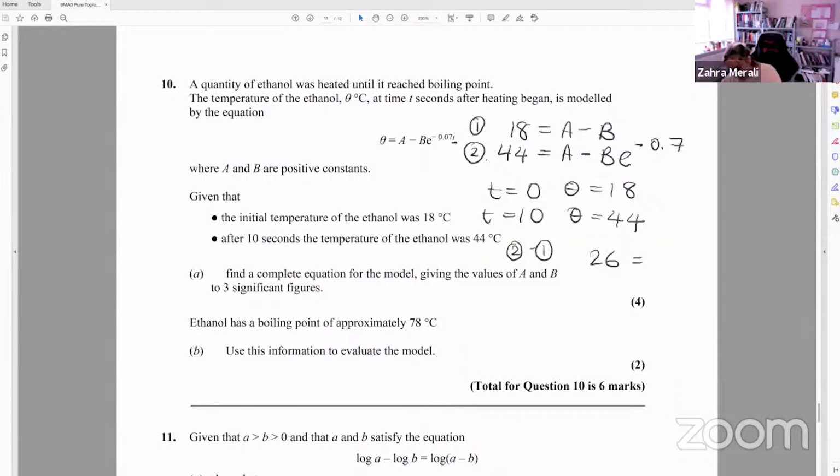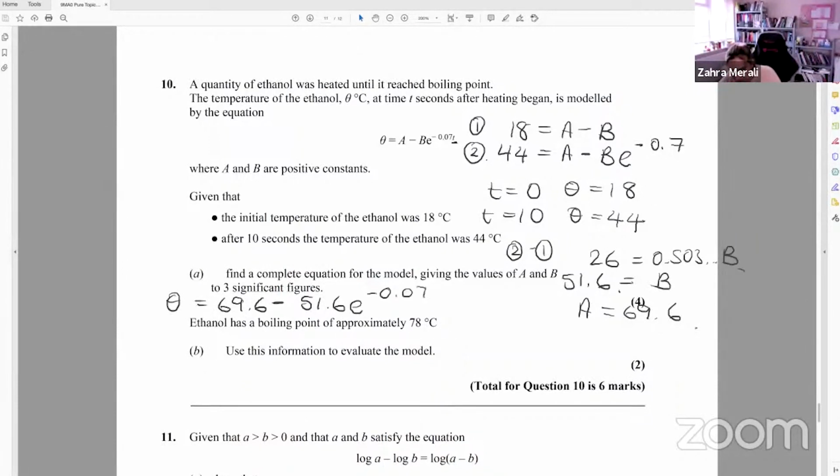So we get 26 equals 0.503b. So b equals 26 divided by 0.503, and we get 51.6. So you get 51.6, you sub it in to find a, and you get 69.6. So your complete equation is theta equals 69.6 minus 51.6 e to the minus 0.07t.